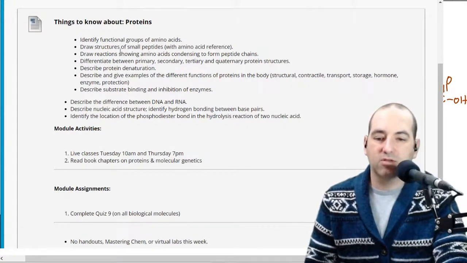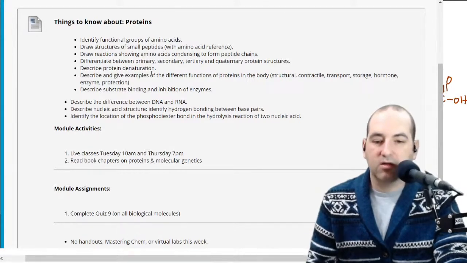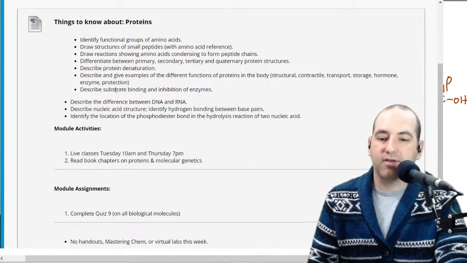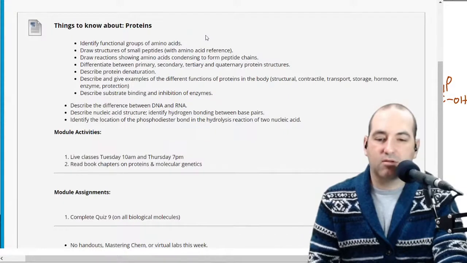So we looked at some functional groups of amino acids, peptide bonds, reactions showing those condensations, and then we looked at the different structures and talked about denaturation and some proteins. We didn't really talk about substrate binding and inhibition of enzymes here. So for enzymes, there's not a whole lot.